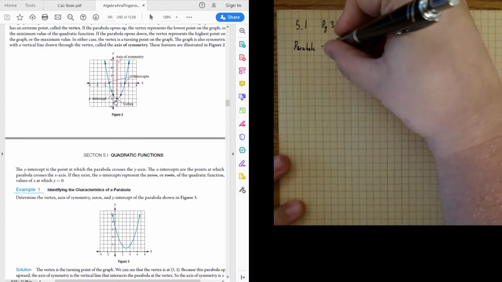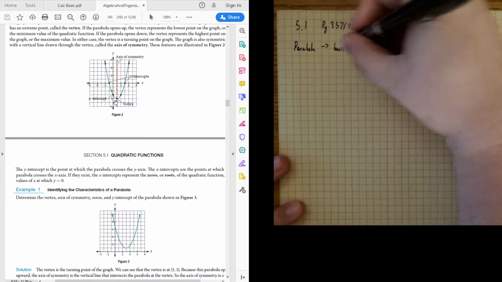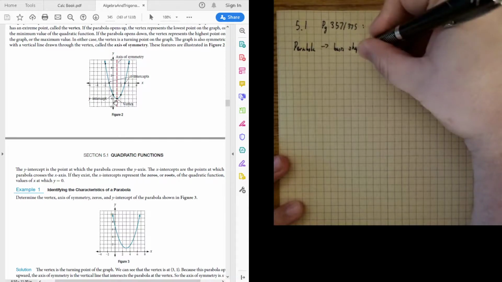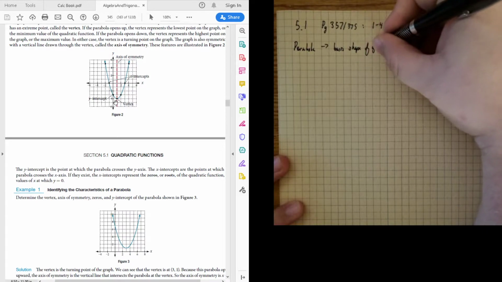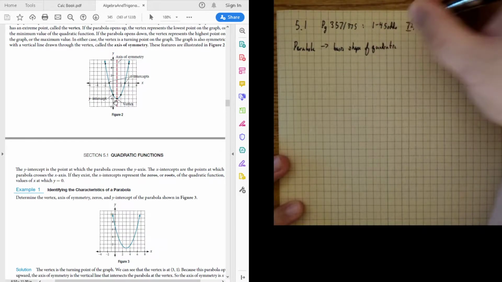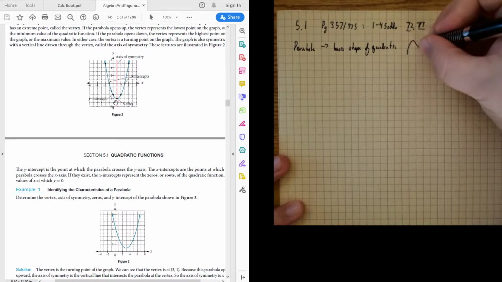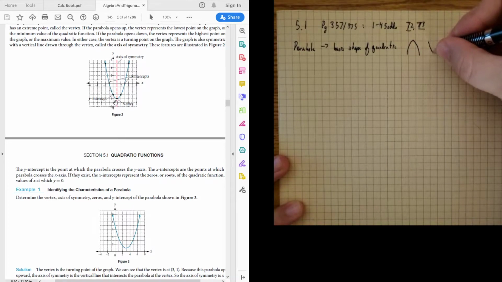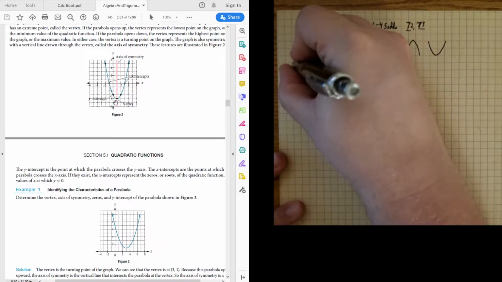This is the name we give for the basic shape of a quadratic equation. So it's that nice little U shape. And there's two different varieties depending on the values in question. Let's see. Axis of symmetry.